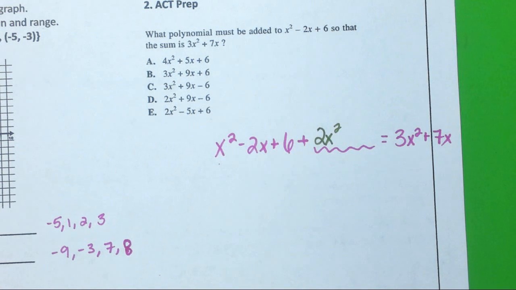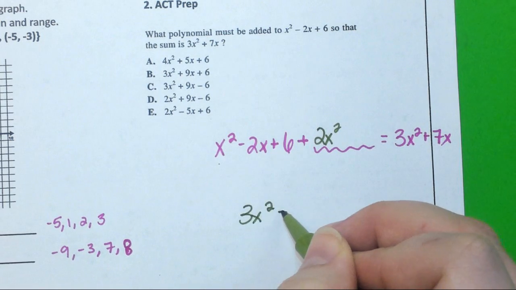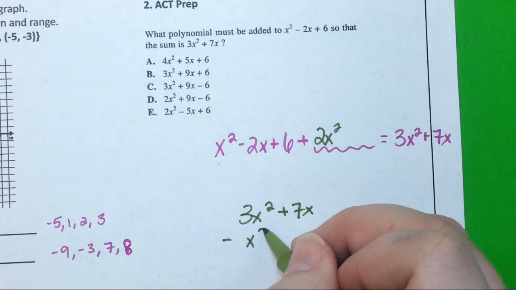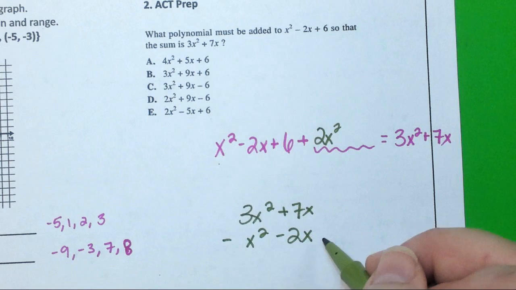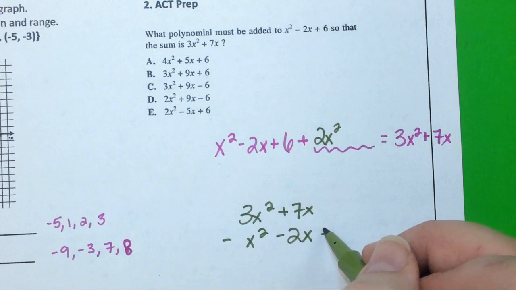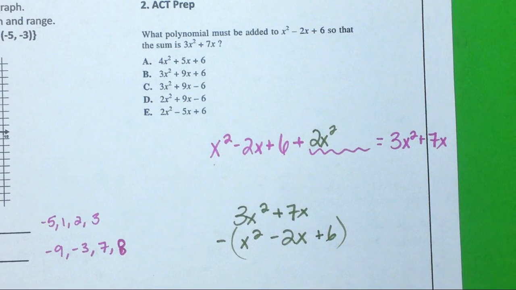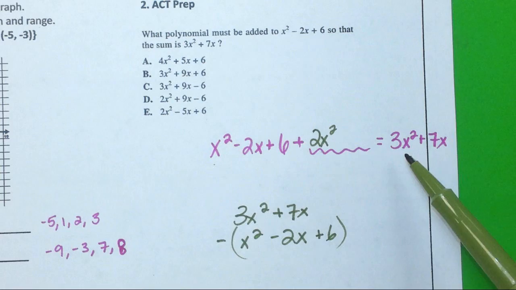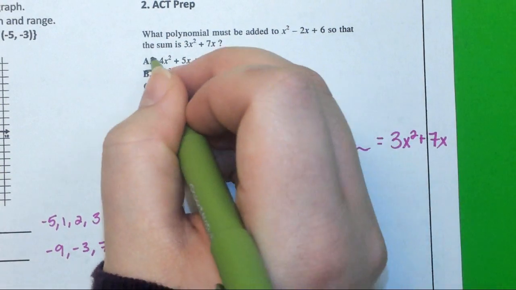Now, if that doesn't make sense to you, you could have just taken what was given to you. You know the total is 3x squared plus 7x. Subtract x squared minus 2x plus 6. You could subtract this whole term and figure it out. But I don't really like doing that. I like this, trying to guess and figure it out. So x squared plus 2x squared would give you 3x squared. So I know it's either D or E.